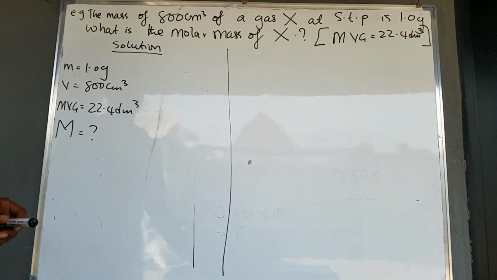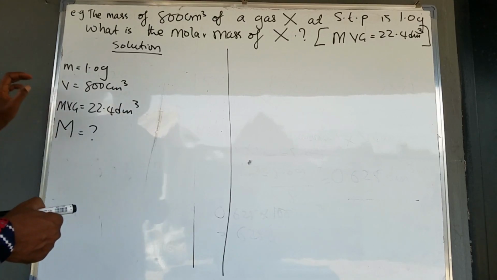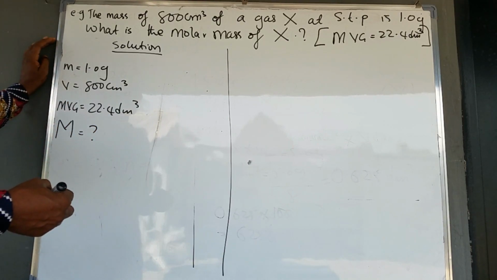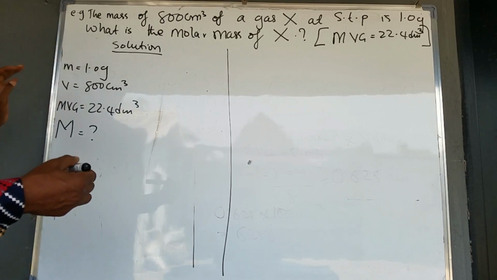See this other SSC question. The mass of cm³ of a gas S at STP is 1.0 gram. What is the molar mass of S? And they gave us the molar volume of gas at 22.4 dm³. Like I said, there are magic formulas in chemistry.